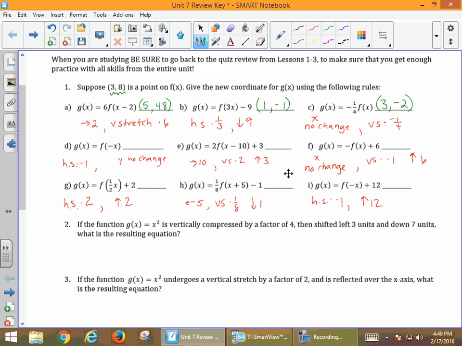For D, it says there is a horizontal stretch, so my x gets multiplied by -1, so 3 times -1 is -3. And the y, there is no change, so it stays 8. For E, it says move to the right 10, or add 10. So 3 plus 10 is 13. And now for the y value, I have to first multiply by 2, and then go up or add 3. So my value was 8. 8 times 2 is 16, and 16 plus 3 is 19.